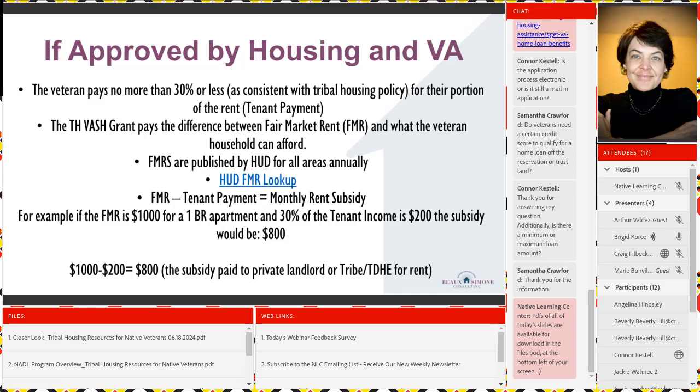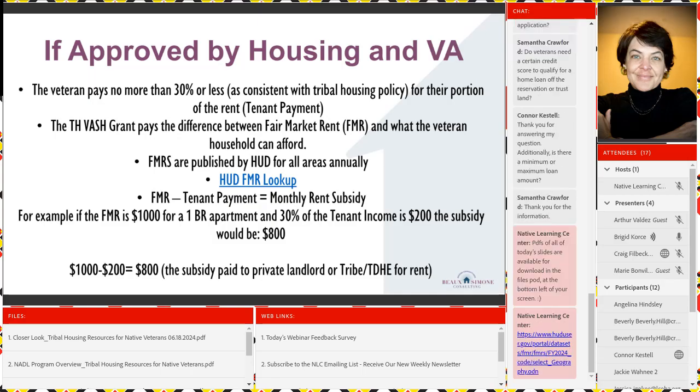So you're not allowed to charge that veteran more than 30%. But you're certainly allowed, consistent with your tribal housing policy, to charge people 15% of their income in rent, or 20%. Or even, in some cases under this program, where we look at veterans coming out of homelessness who have nothing, sometimes there'll be a waiver and people will pay nothing in rent for the first year while they pull their lives together. Again, the tribe gets to set that policy. They just can't go over 30%.